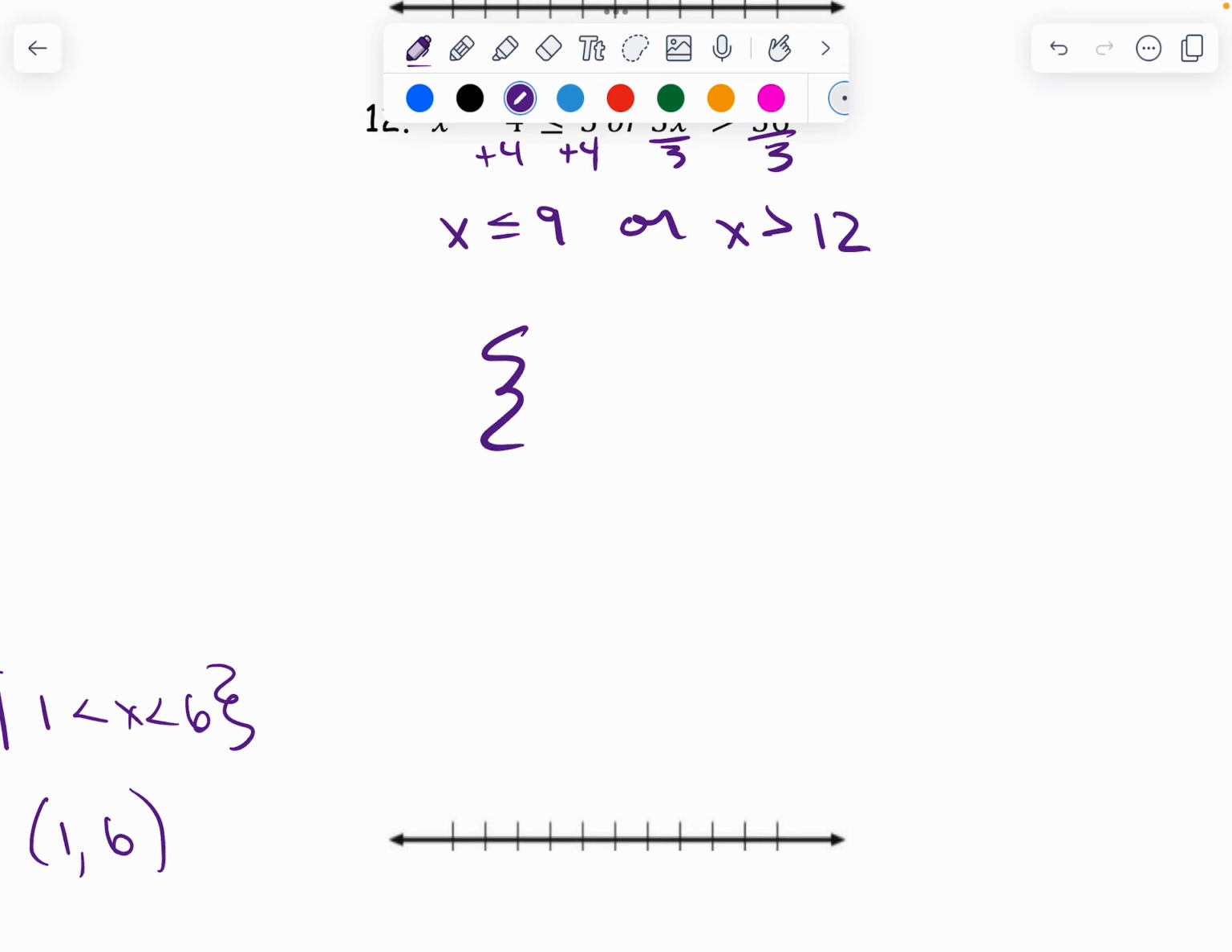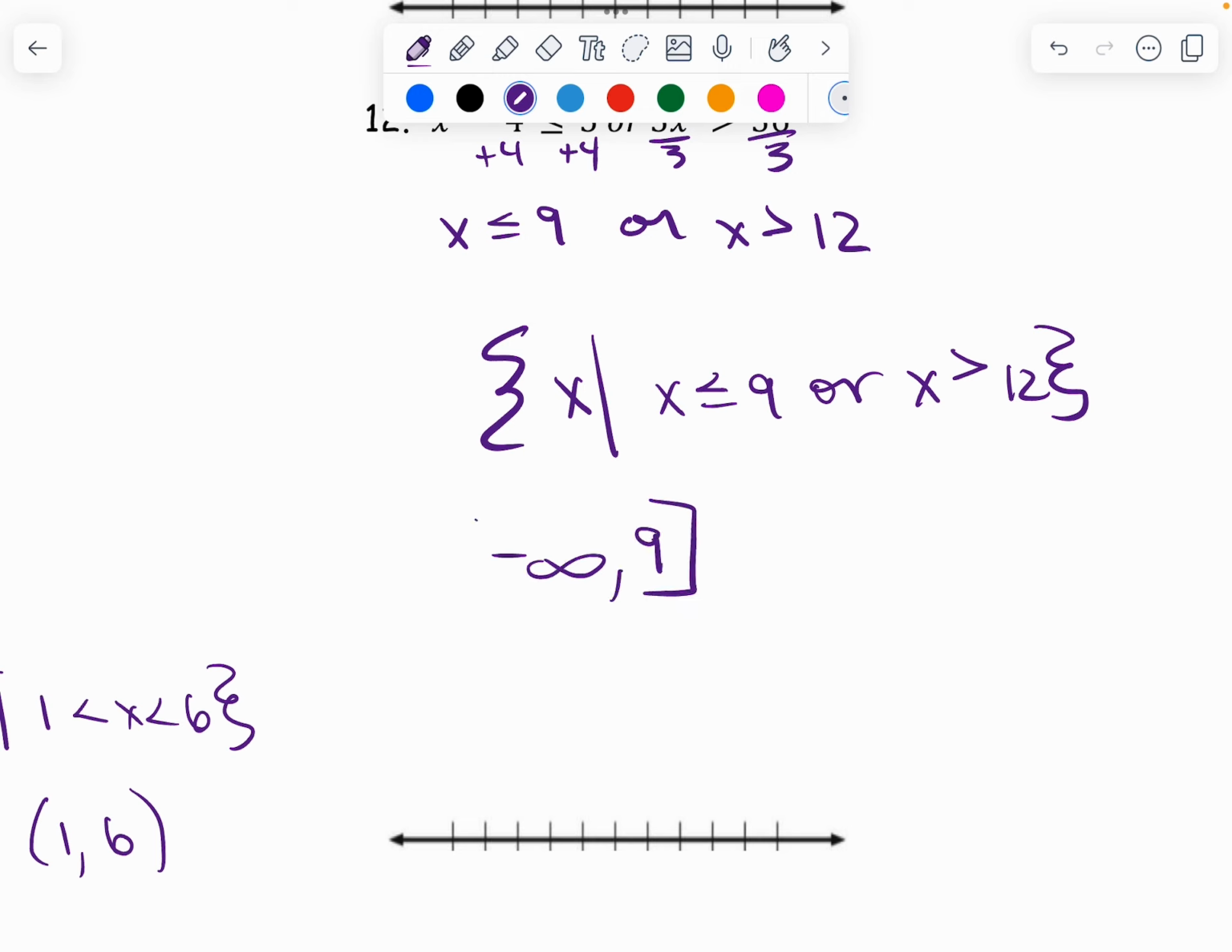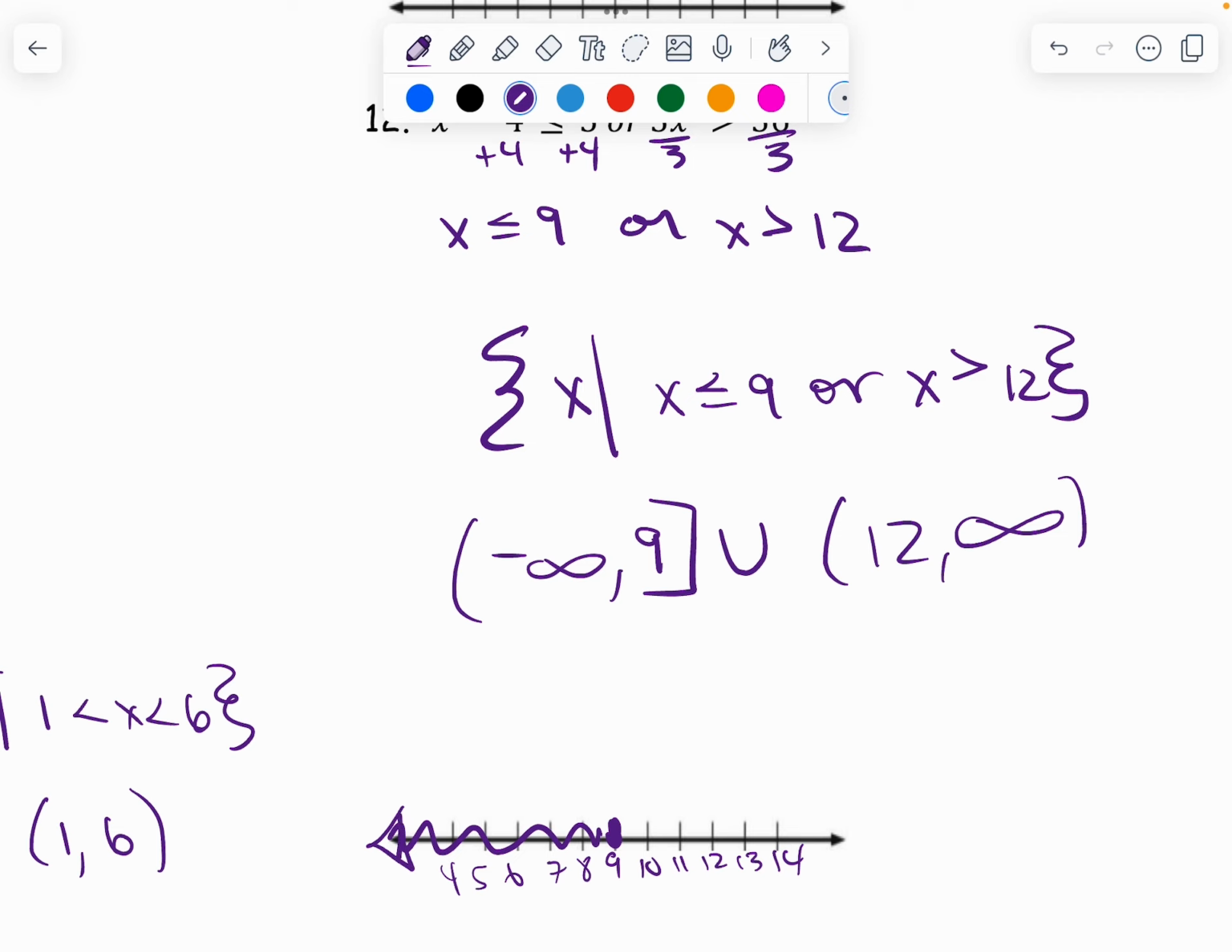So set builder, x is less than or equal to 9, or x is greater than 12. So negative infinity up to 9, union 12 up to positive infinity. So, I don't know, 10, 12, 13, 14, 9, 8, 6, 5, 4. So closed dot at 9 going downwards, open dot at 12 and going upwards.